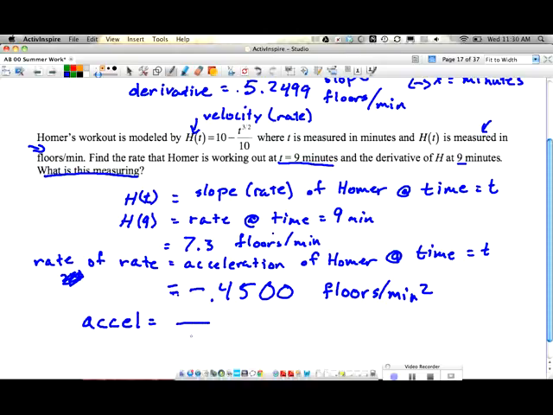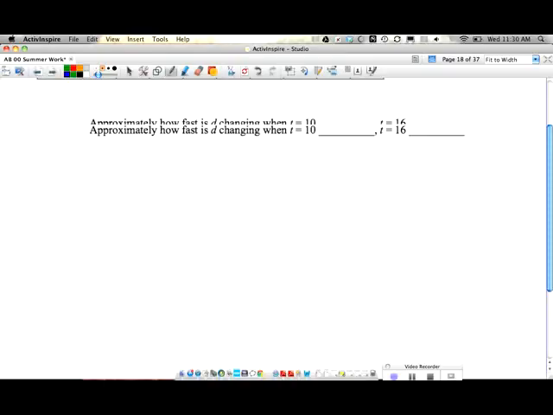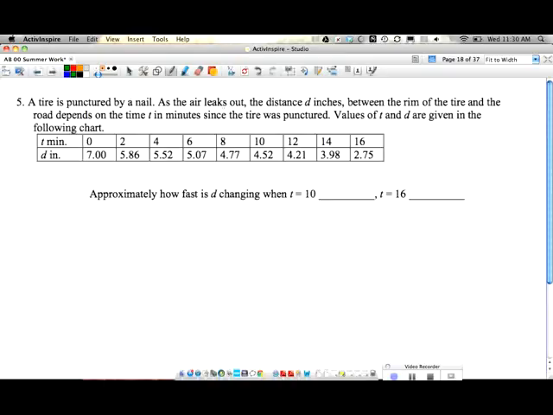Alright, let's look at number 5. We're doing really well here. A tire is punctured by a nail. As the air leaks out, the distance d in inches between the rim of the tire and the road. Okay, so we got a tire, and we're talking about this distance right here. So that's decreasing. It starts at 7, and in the end it's at 2.75. Values of t and d are given in the following chart. Approximately how fast is d changing? Okay, so in other words, what's the rate of d, or the slope of d?